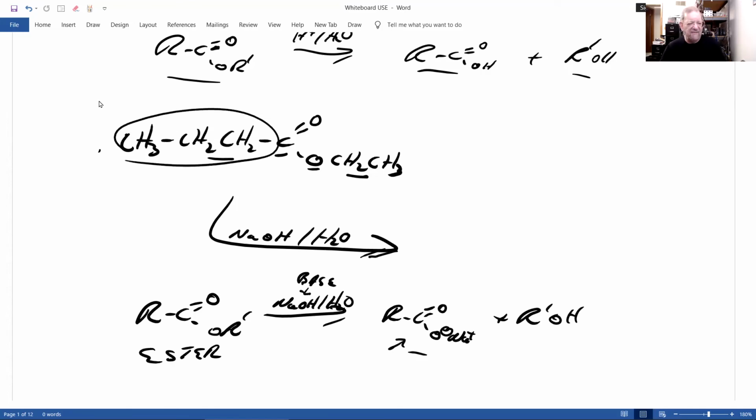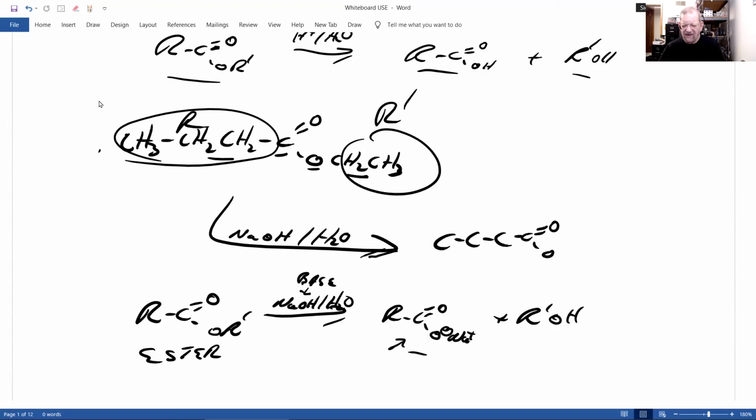What's R? This. What's R prime? This. R, carbonyl, oxygen with a minus charge, sodium plus. You don't have to put the charges there, but I do. There are 4 bonds to carbon. What's R prime? Ethyl. And that's how you do it.